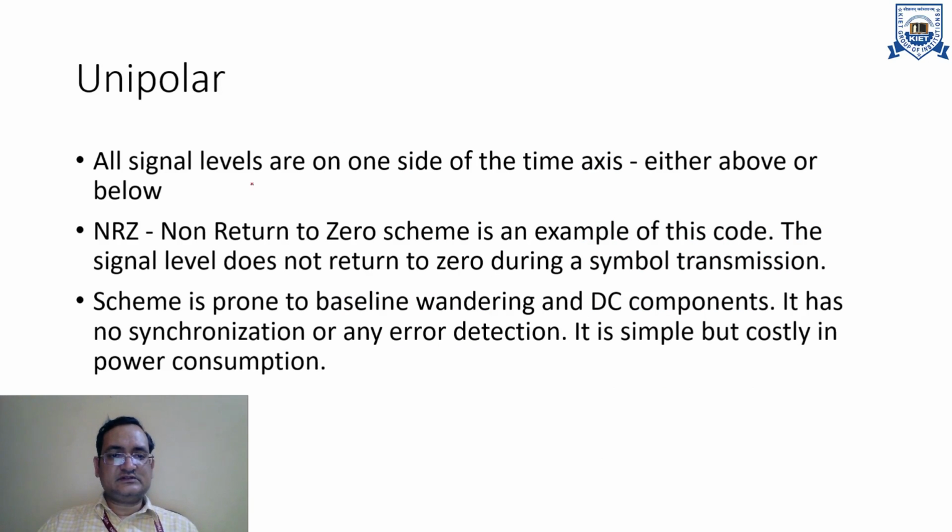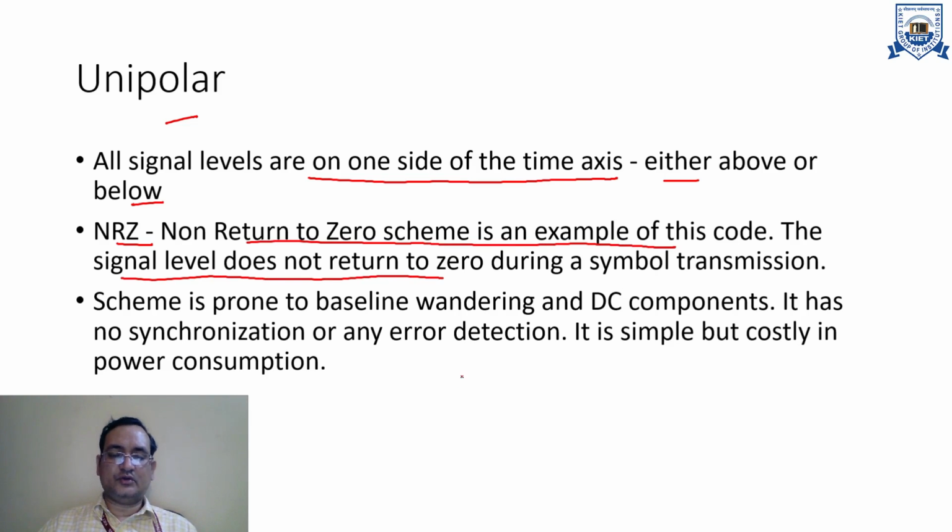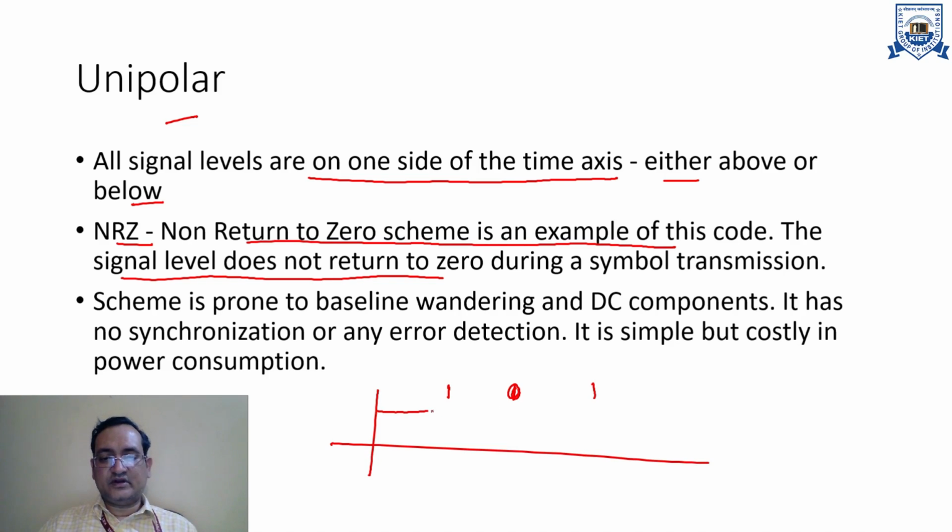In unipolar, all signal levels are on one side of the axis, either above or below. Unipolar NRZ, non-return to zero, is an example of this code. The signal level does not return to 0. For example, if you are going to transmit the bits 1 0 1, a 1 is transmitted as a positive level, otherwise it is 0, and then again 1 is transmitted. So this is the example of unipolar NRZ.